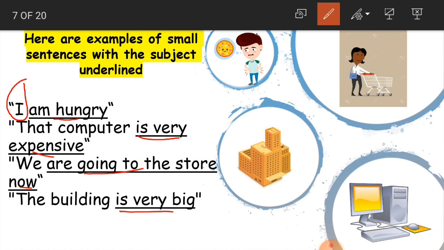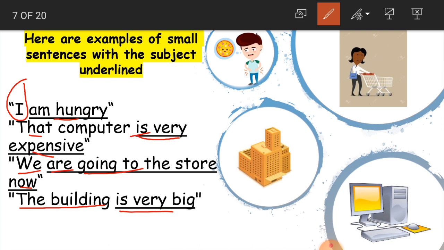That computer is very expensive. Okay, that computer is the subject here. And we are going to the store now. Again, we is the subject here and are is the verb. And here also is the verb. Okay, the building subject is very big.